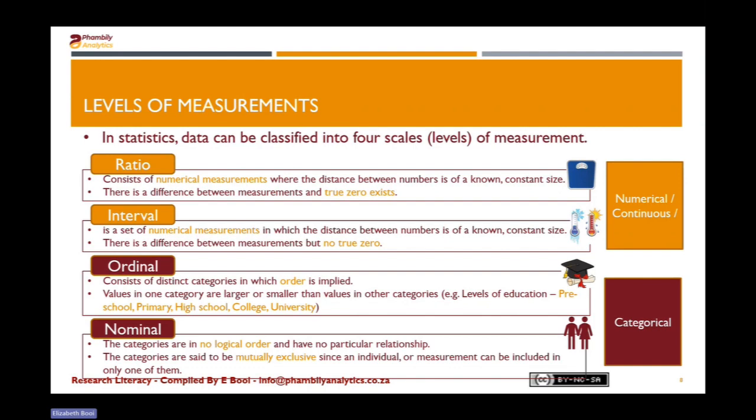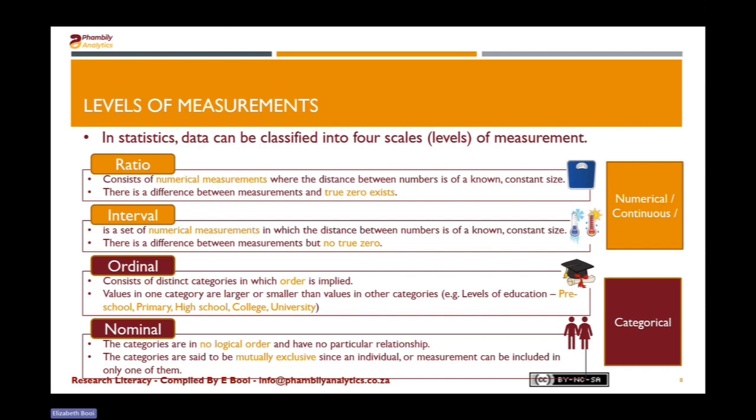For example, when I measure myself on the scale, if I've got 0 kg, it means I don't exist. So there is a difference there, where a true 0 exists. Therefore, if I have 0 kg, it means I don't weigh anything, I don't exist. So 0 means nothing, or it has an actual meaning that there is nothing beyond or before 0. It starts from 0 and it goes up.